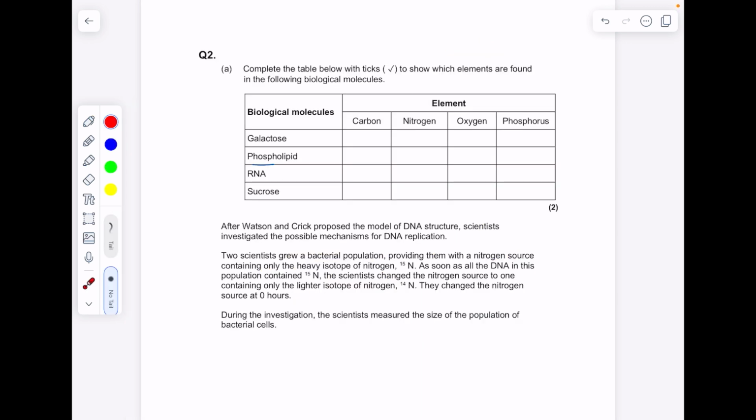Complete the table below with ticks to show which elements are found in the following biological molecules. So we have galactose, which is a carbohydrate. So remember I said CHO, carbon, hydrogen, oxygen. Phospholipids, lipids, yes, again, carbon, hydrogen, oxygen. However, you've also got phosphate present in that phosphate head. So I'm going to add a P. RNA is a nucleic acid. So we need to say carbon, hydrogen, oxygen. Remember, RNAs have a nitrogenous base, and there'll also be phosphate in that sugar phosphate backbone. Sucrose is a carbohydrate, so it's just CHO again. So just tick these off nice and carefully.